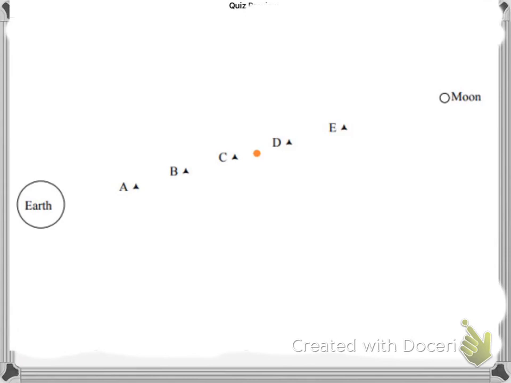What's the gravitational force on the spacecraft exerted by the Earth, and then what's the force of the moon on the spacecraft, and then if you added those together, what would the net gravitational force on the spacecraft be?